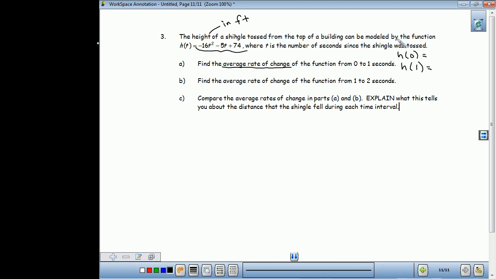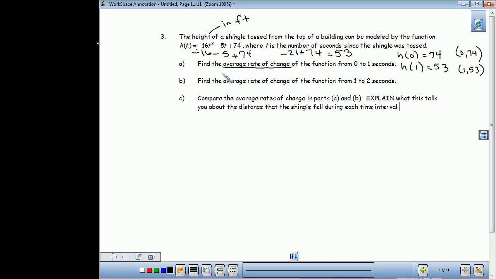All right, so we plug in 0, guys, and anything with a variable goes away because we're multiplying it by 0. So I just get out 74. No work at all. Right? Yes. You plug in 1 for time, and you get negative 16 minus 5 plus 74. So negative 21 plus 74 is 53. So we have these 2 points, 0, 74, and 1, 53.